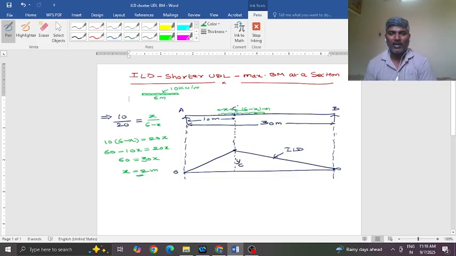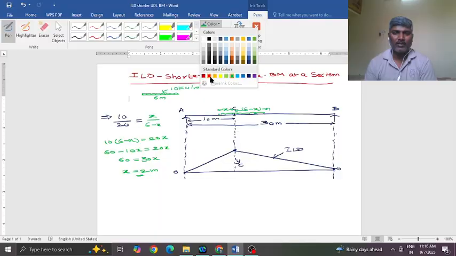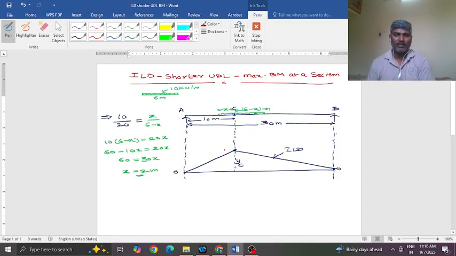Now I'll place the load for the calculated position. x shall be 2 meters, which means I place the load 2 meters to the left and 4 meters to the right of the section. So the total 6 meters is divided into two spans like this, and the load value is given as 10 kilonewton per meter. This is the position of the load for getting maximum bending moment.